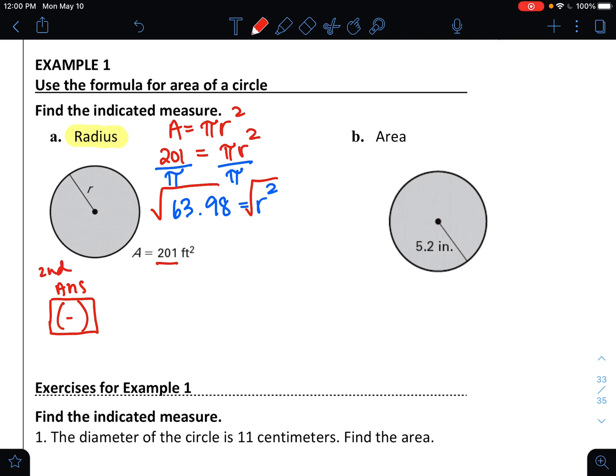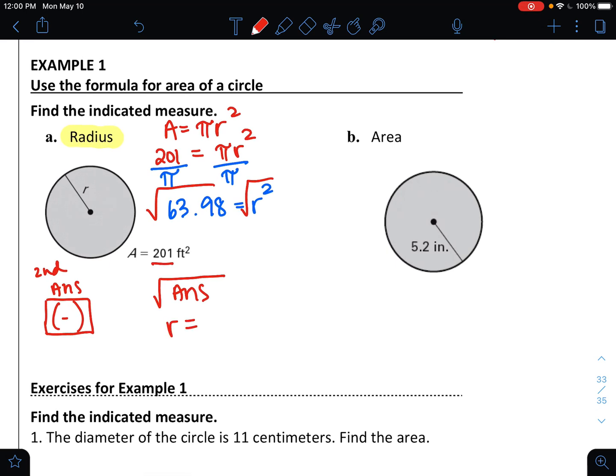So if I activate the second key, it will activate answer. So here's what you can do so you don't have to retype those digits. I could come through here and do square root of, and then get ANS. Your calculator remembers all those digits. Otherwise, you can just retype 63.98. Okay, but radius is equal to 7.998, so we're going to round that up to 8.0, and my unit is feet.